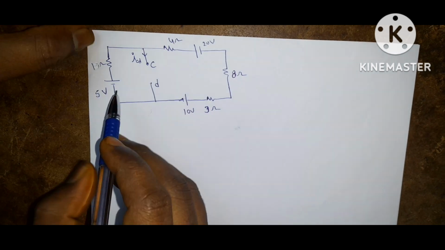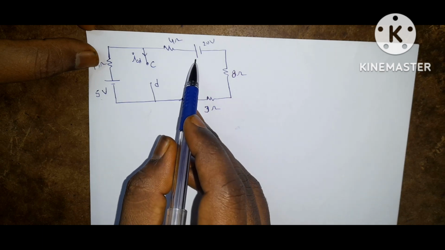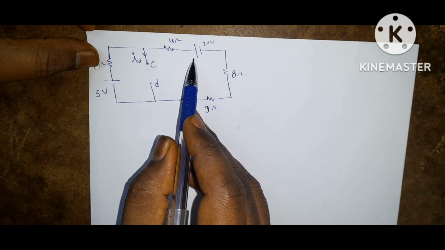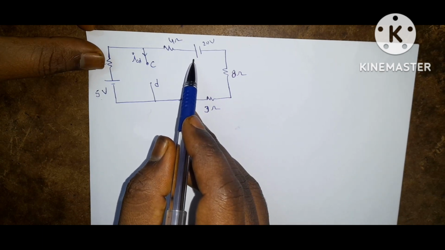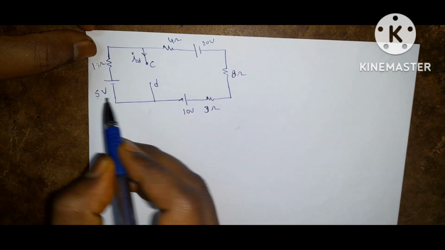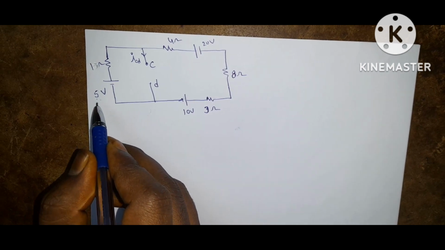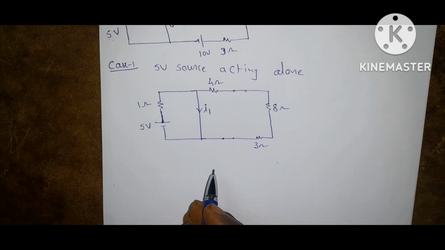So by superposition theorem, whenever one source is acting alone, other sources must be replaced by, if it is voltage source, with short circuit, if it is current source, with open circuit. Now consider 5 volt source only. Case 1, 5 volt source acting alone, then circuit becomes like this.